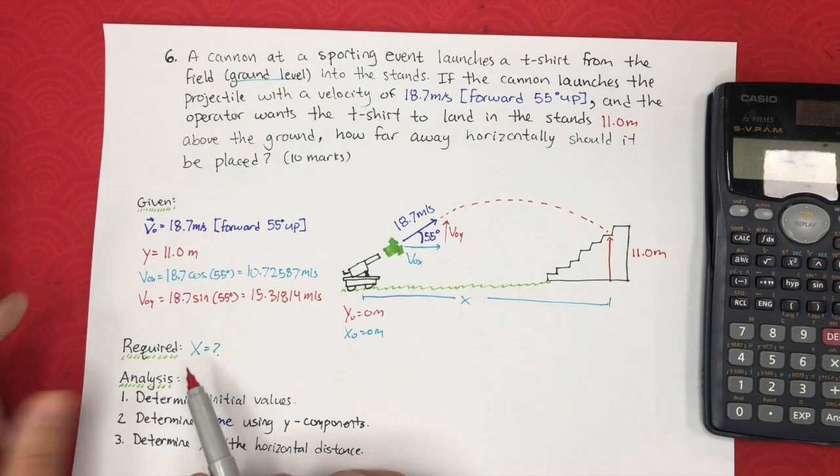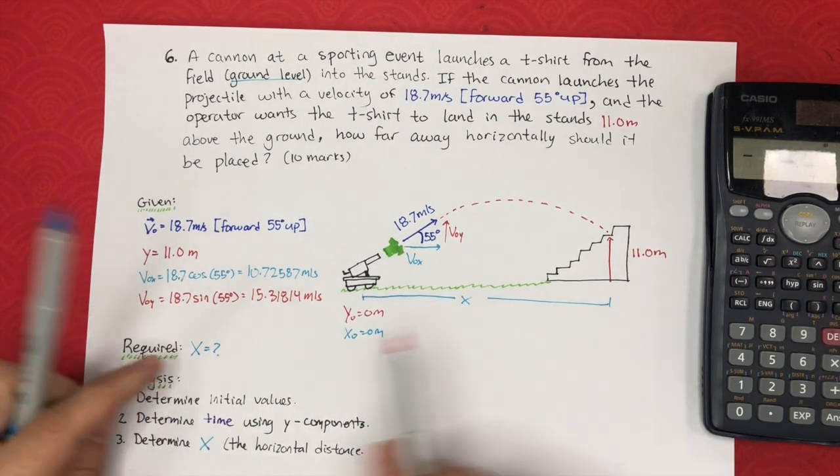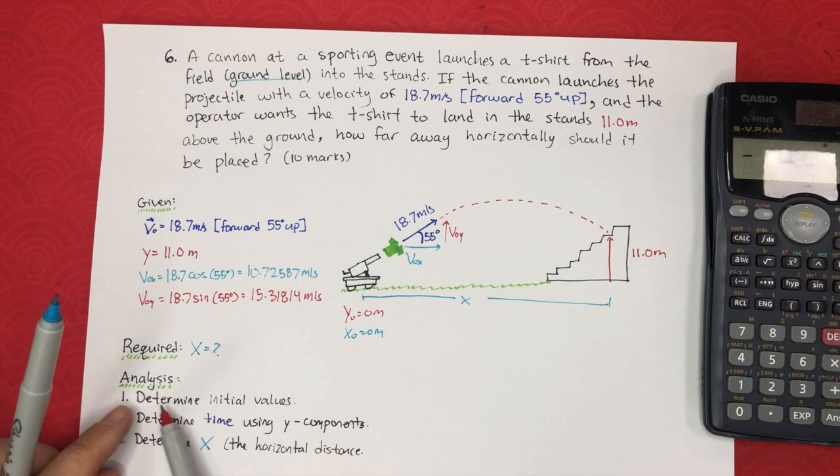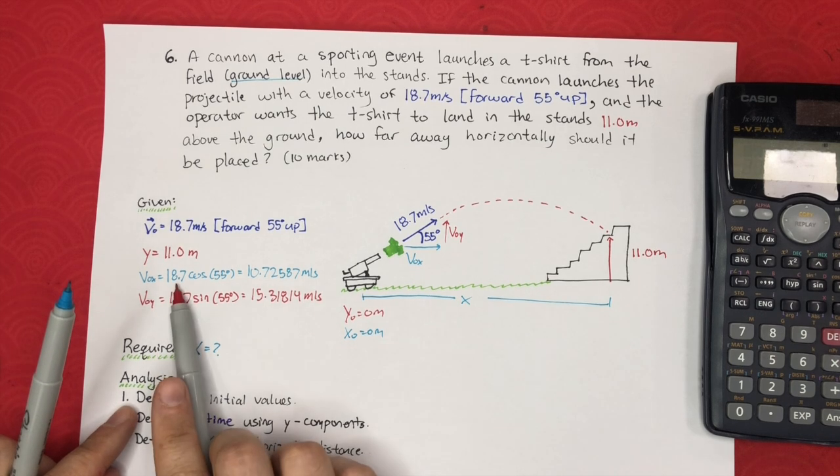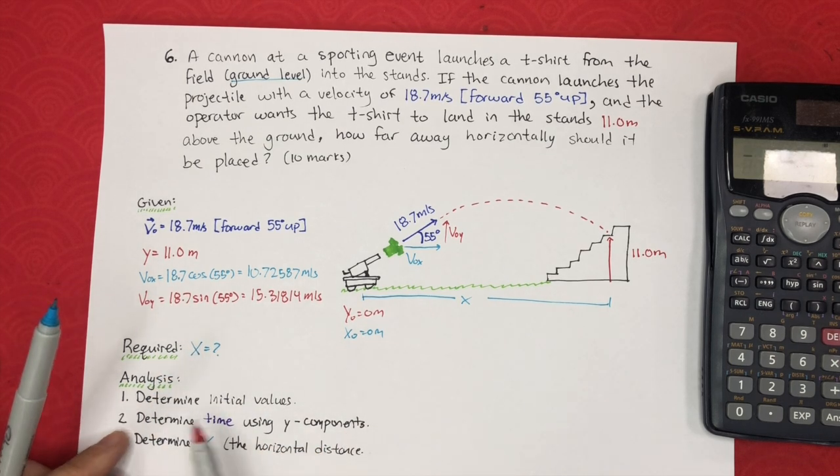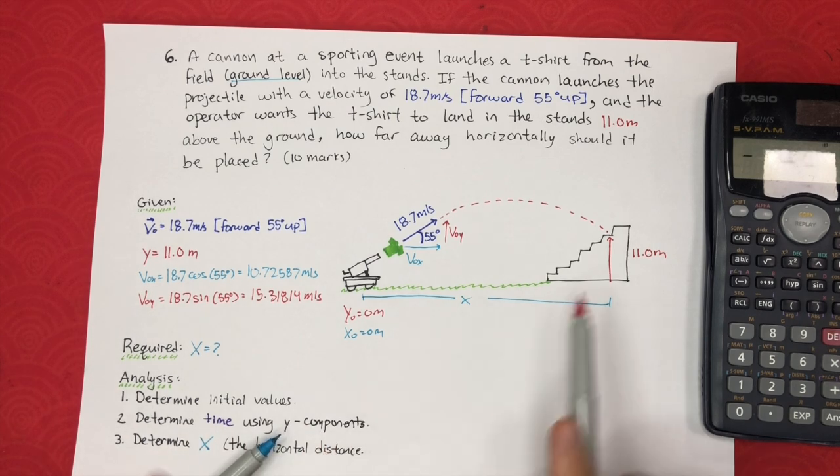Okay, what are we required to find? We're required to find the horizontal distance x. In analysis, well, we're going to determine the initial values. Great, we've determined all the initial values. Determine the time using the y components.